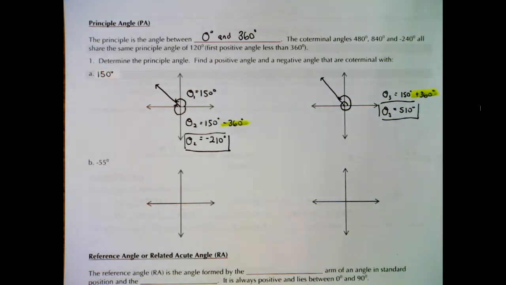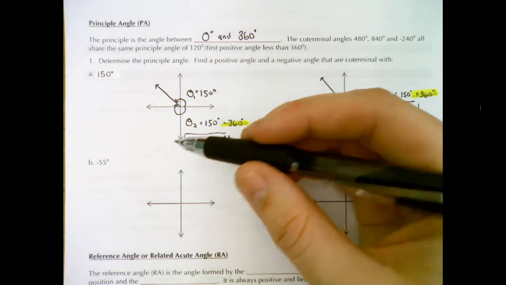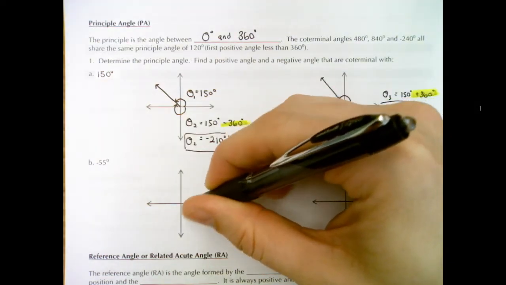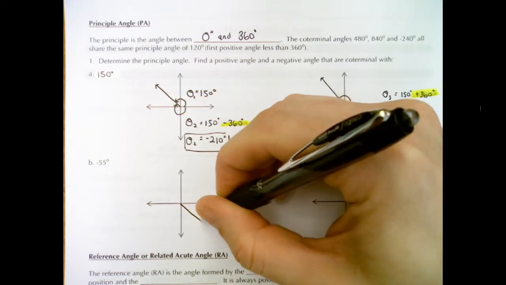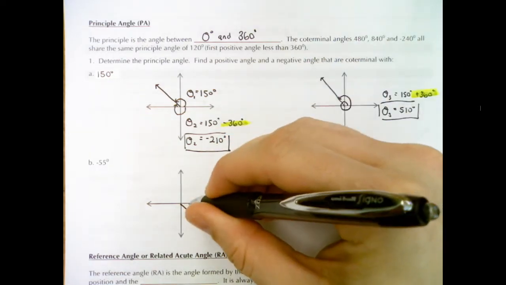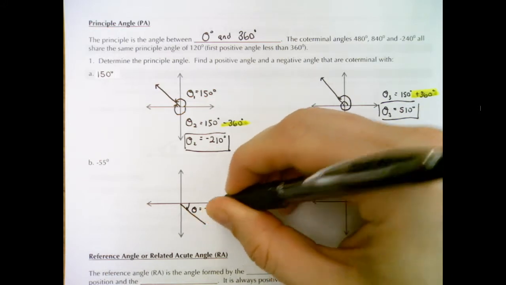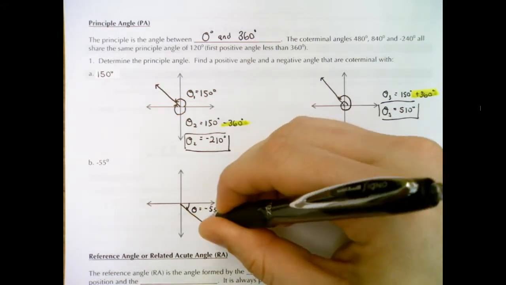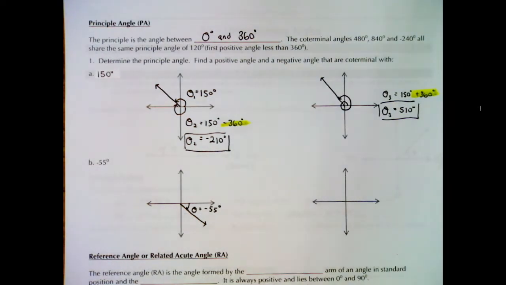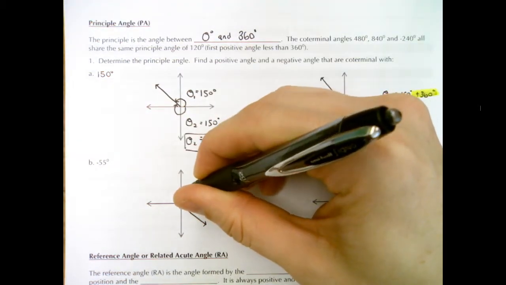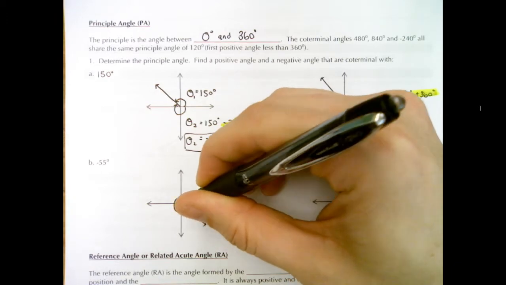Okay? Let's graph negative 55. Negative 55 degrees would be backwards, and it would be less than negative 90, so it would be in the fourth quadrant. Now, since that angle is not between 0 and 360, we'd have to find the related angle that is between 0 and 360. And that would be from standard position around in the positive direction.